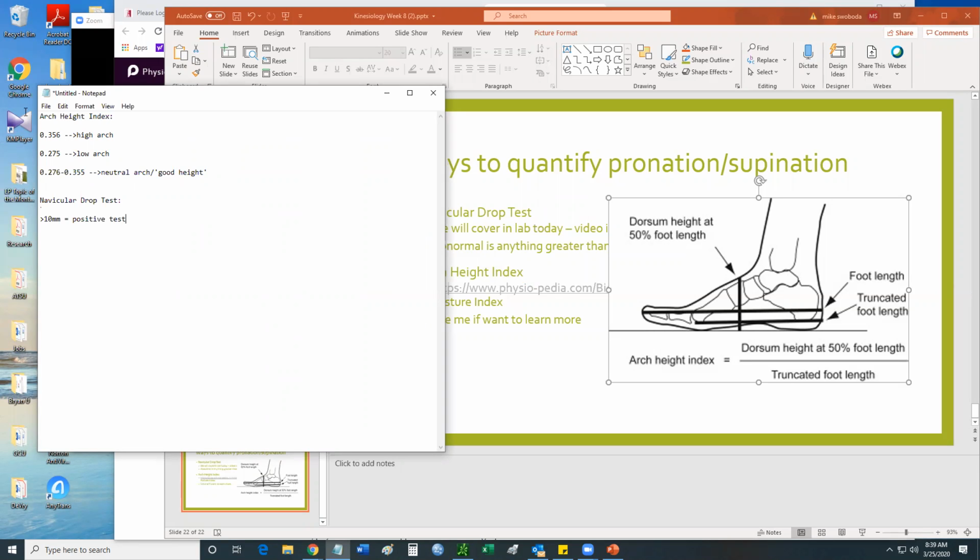Here in measurement form, I'll explain what all these mean in a minute. For your arch height index, if you have an arch height ratio of 0.356 or greater, that means you have a high arch. If it's less than 0.275, you have a low arch. If it's in the middle, you have a neutral arch.